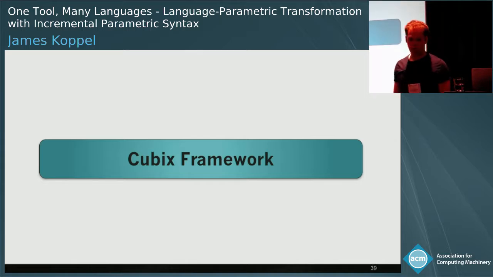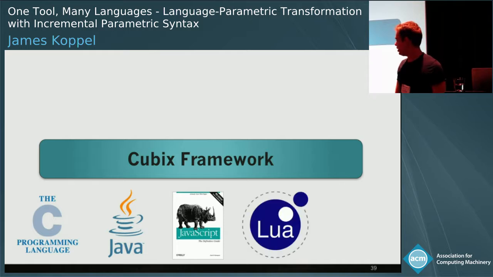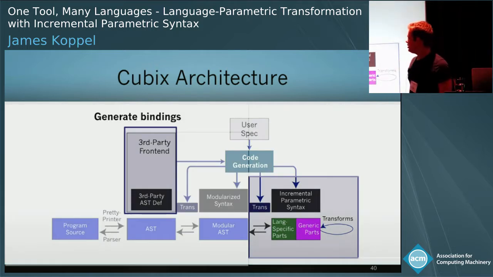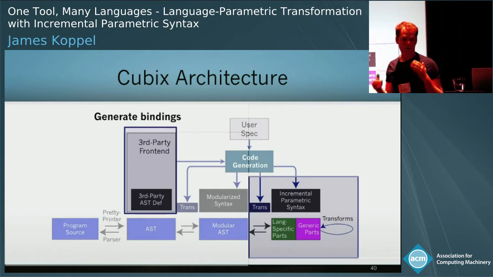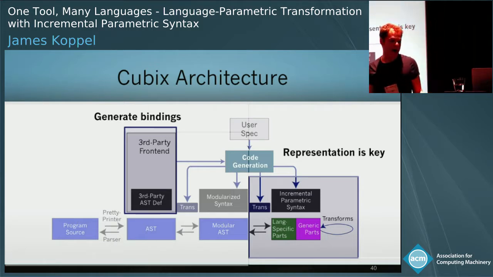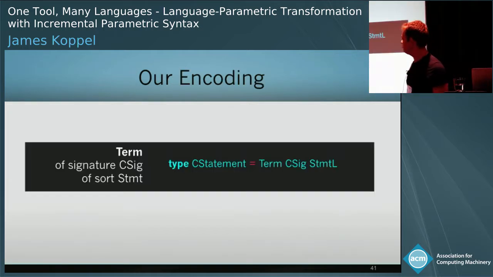So we've implemented this approach in our Cubix framework and added support for C, Java, JavaScript, Lua, and Python. Here's the Cubix architecture. I'll point out just 2 things. One is that we don't need to write our own language definitions and parsers and preprinters. We actually generate bindings to existing ones that I can just download from the internet. And the entire point of this is that we bring a language into this incremental parametric syntax. And once we have that, that really does all the work for us of making language-parametric transformations possible.